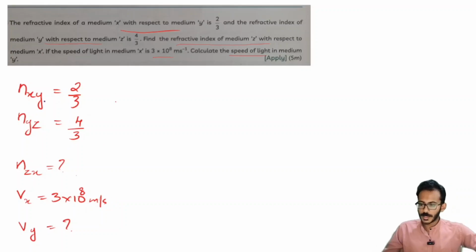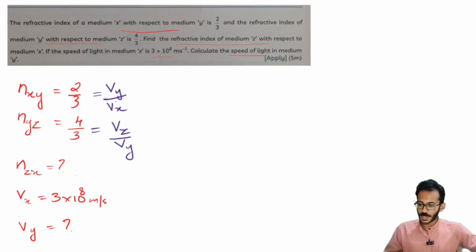Now let's analyze the given values. First of all, nxy, which means the refractive index of medium x with respect to medium y, is given as 2 by 3. We know the general equation of the refractive index of medium 1 with respect to medium 2 is written as v2 by v1. Same way here also, we'll write the opposite. So the refractive index of medium x with respect to medium y can be written as Vy by Vx. Same way here also, the refractive index of medium y with respect to medium z can be written as Vz by Vy.